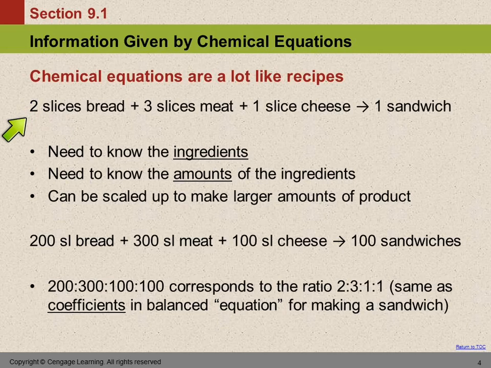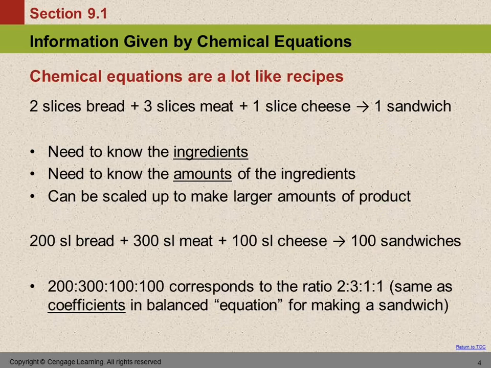So if we're going to make 100 sandwiches, we're just going to multiply all those coefficients by 100. So instead of 2 slices of bread, we need 200 slices of bread. Instead of 3 slices of meat, we need 300. And instead of 1 piece of cheese, we need 100. And then instead of 1 sandwich, we'll get 100 sandwiches. Does that make sense? You just multiply them all by the same number.